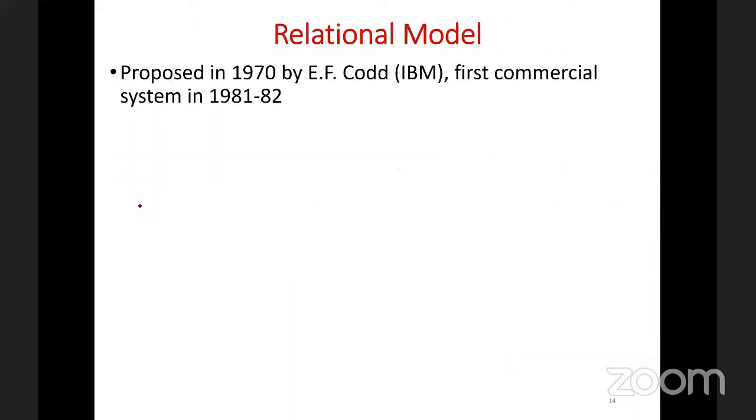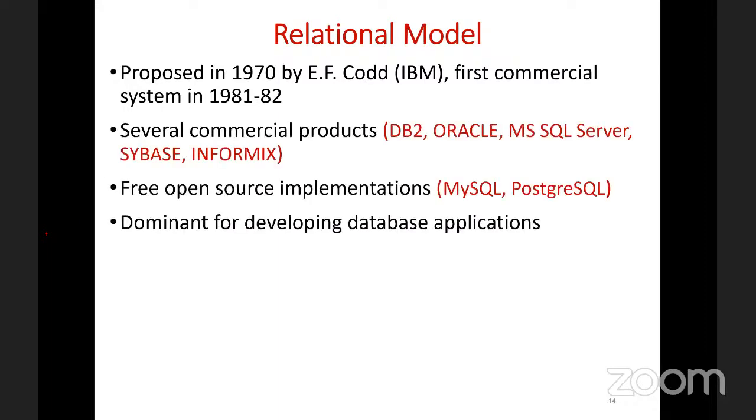Okay. Now, if we talk about the relational model, long back in 1970, it was proposed by Codd while he was working with IBM. But the first commercial system, System R, came in 81, 82. And now, as I told you earlier, many commercial as well as open source products are there, and the relational model is dominant for developing database applications.